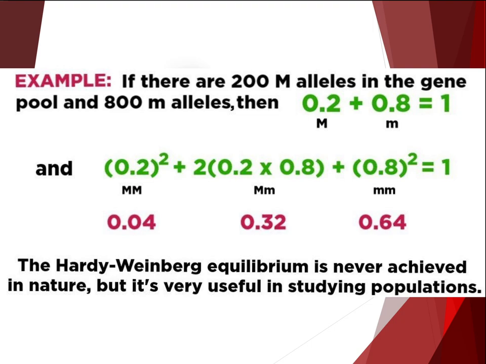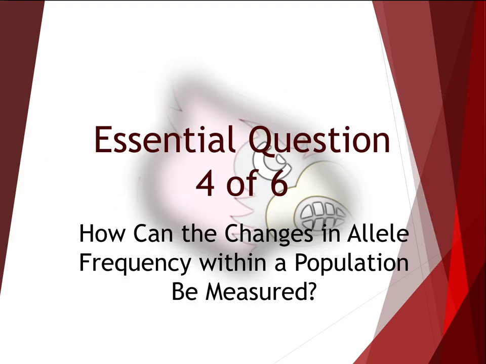The Hardy-Weinberg equilibrium is never achieved in nature, remember, but it is very useful in studying populations. At this point, you should be able to generate a full and appropriate response to today's essential question: how can the changes in allele frequency within a population be measured?